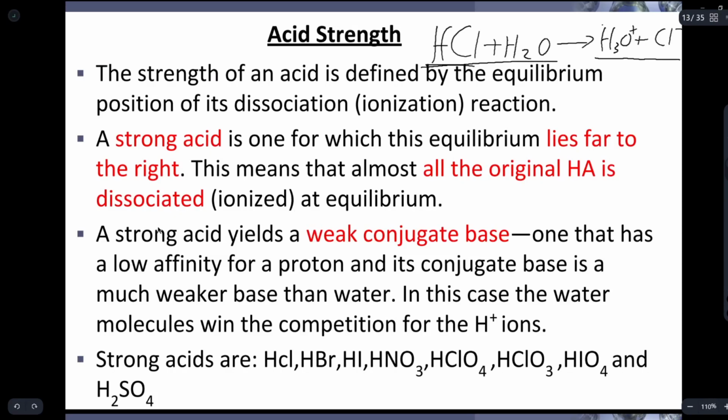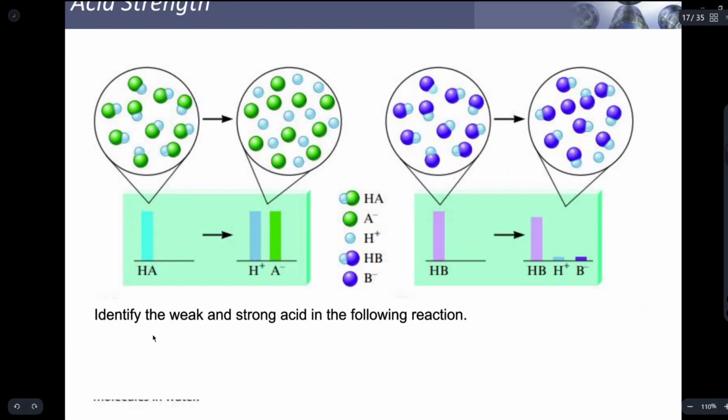After the dissociation reaction, strong acids will always yield weak conjugate bases, and strong bases will yield weak conjugate acids, and vice versa. Strong acids, which are listed here, will always completely dissolve and will yield the weakest conjugate base that is even weaker than water. In this question, it asks us to identify the weak and strong acid in the following reactions.